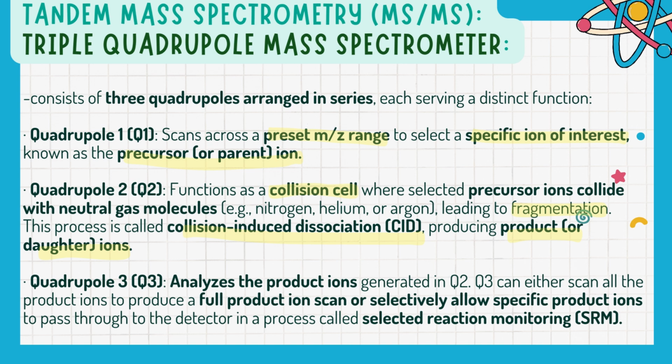Q3. So it's on the analysis of the product ions generated in our Q2. The product or the daughter ions are analyzed in our Q3. Okay? And Q3 can either scan all the product ions to produce a full product scan or be selective. So it can scan everything or it can do scanning on a particular ion. So that's the thing with our triple quadrupole mass spectrometer.